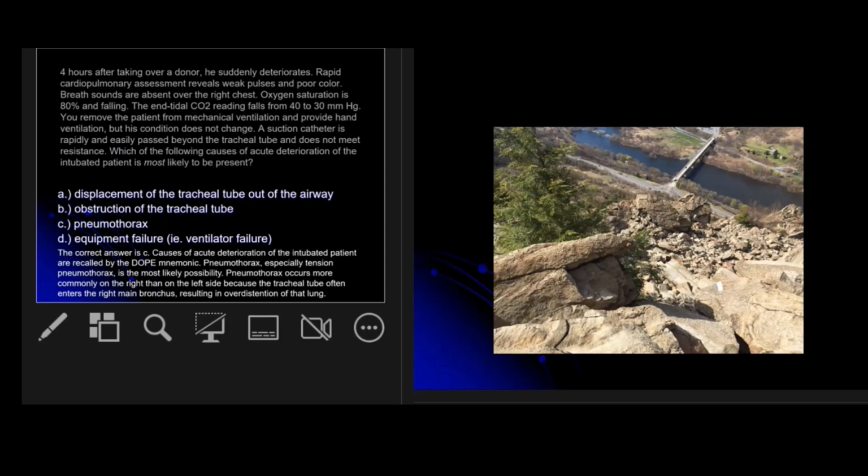So the correct answer is C. The causes of acute deterioration of the intubated patient are recalled by the DOPE mnemonic, which stands for displacement, obstruction, pneumothorax, or equipment failure. So pneumothorax, especially tension pneumothorax, is the most likely possibility in this case. It occurs more commonly on the right side than the left side because the right side is where the tracheal tube will go if it slips in a little far, so you get right mainstem intubation. And that can result in overdistension of that lung and create a pneumothorax. Questions about this? Does that make sense to everybody?